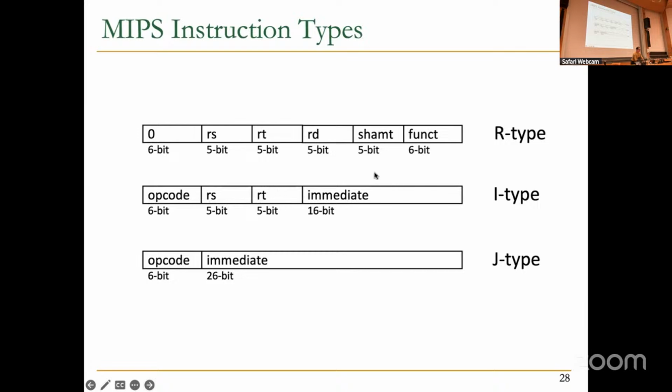I-type, you have a source register, and then you have an immediate value, and you do an operation on those, and the opcode determines what that operation is. And there's also J-type. This is jump, essentially, as you have seen. You have an opcode and then an immediate. Using this huge immediate value, you decide where to jump, for example.